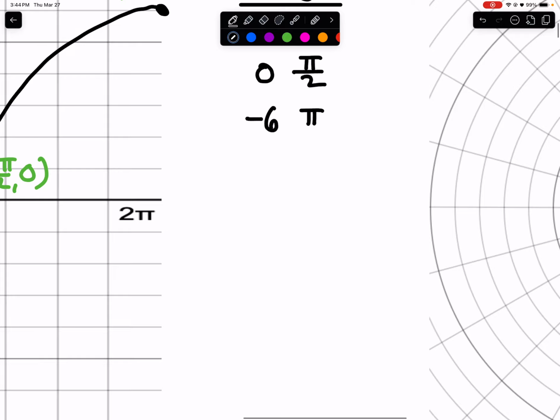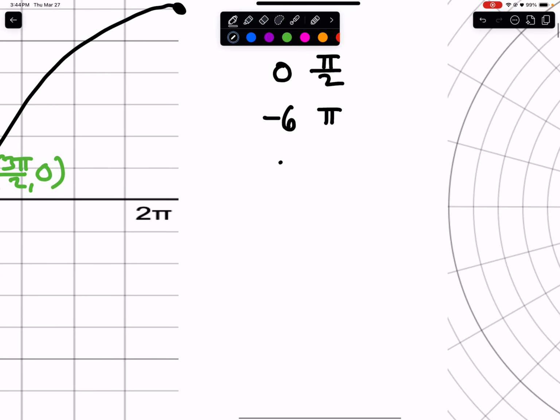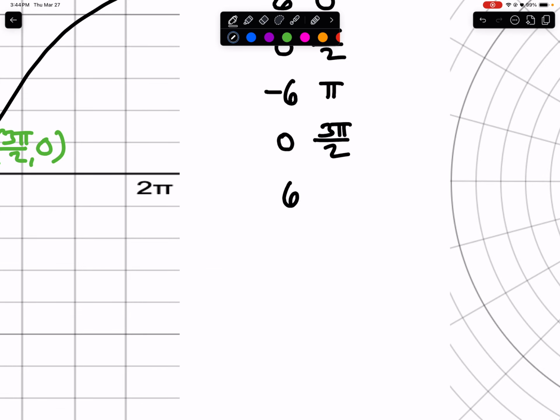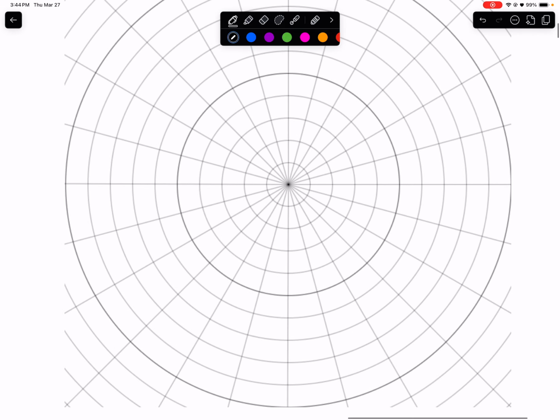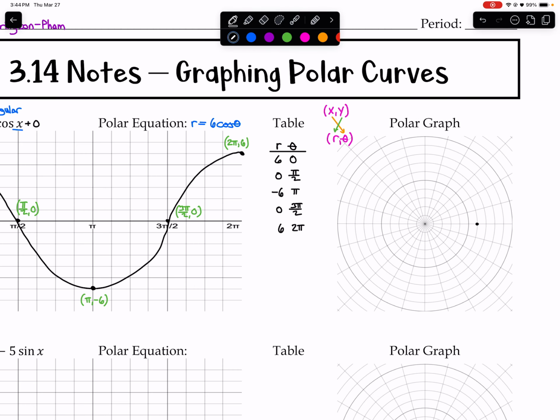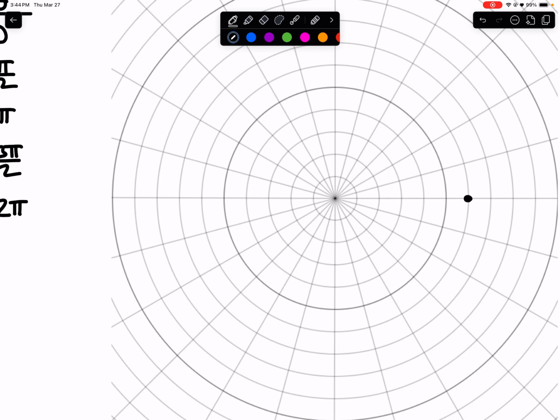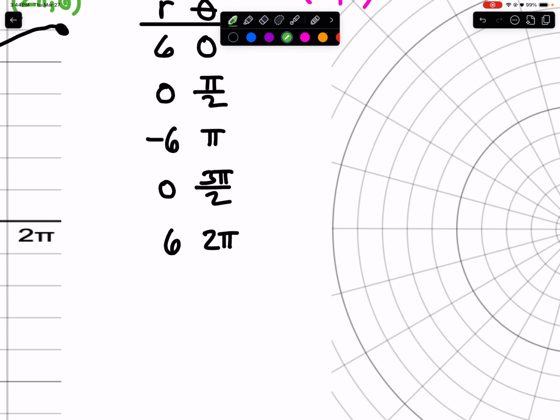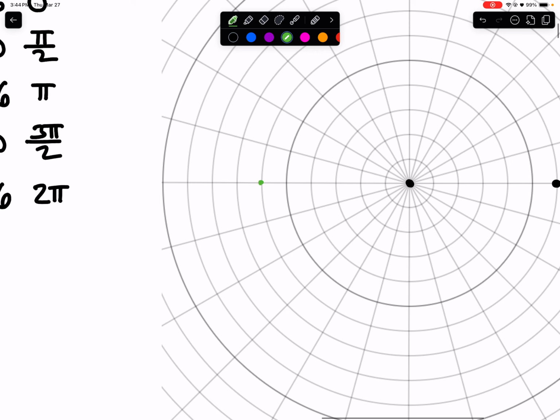And then for your next point, we're going to have 3 pi over 2, 0, which is going to go 0 in the direction of 3 pi over 2. And lastly, we're going to have 2 pi, 6, which is going to go 6 in the direction of 2 pi. So when I plot these points, 6 in the direction of 0, it's going to be right over here. And then for the next point, we're going to go 0 in the direction of pi over 2. So whenever the distance from the pole is 0, that means we're just going to have a point at the pole. And then for the next point, we have negative 6, pi. So I'm going to go 6 in the direction of pi.